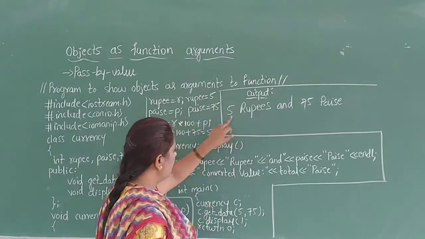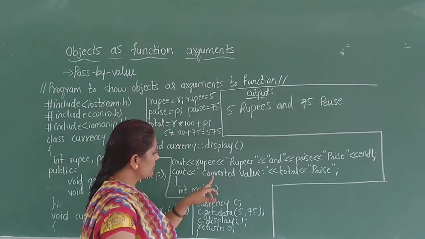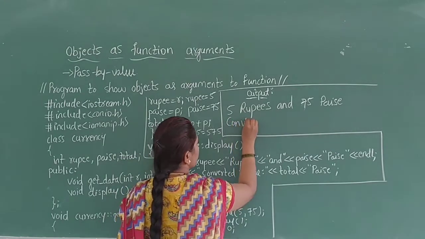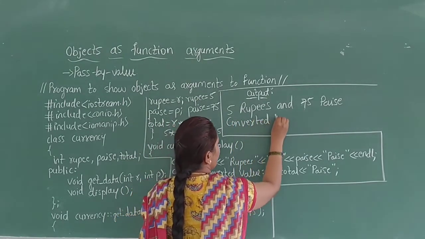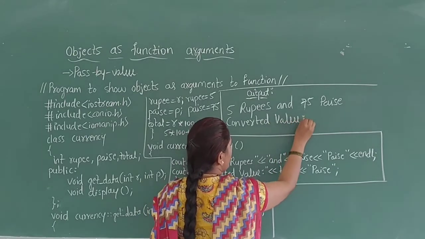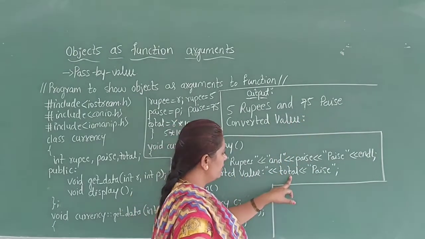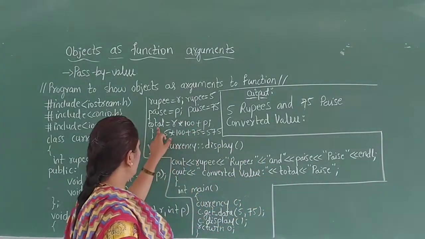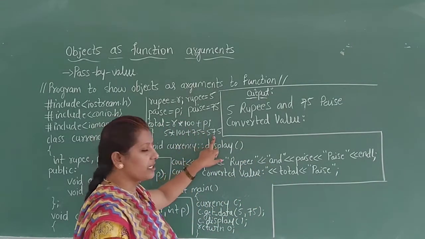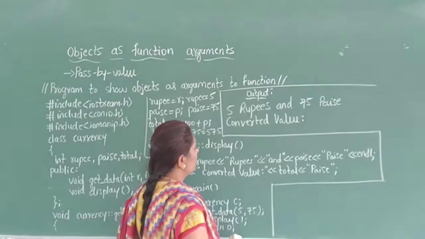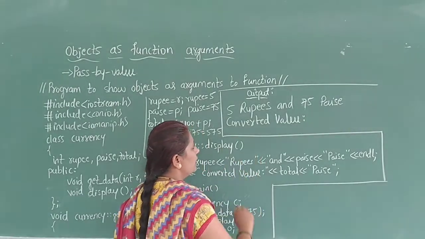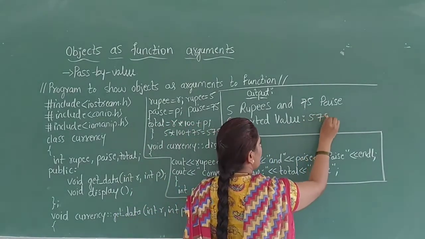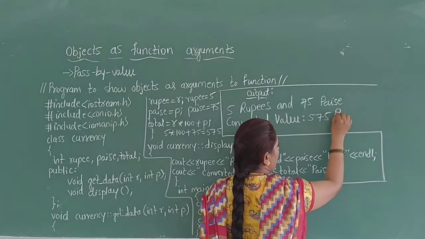Yes, the next output statement is the converted value. Which value are we displaying? Total. The total calculated value is 575. Then the converted currency value is output as converted value 575 paise.